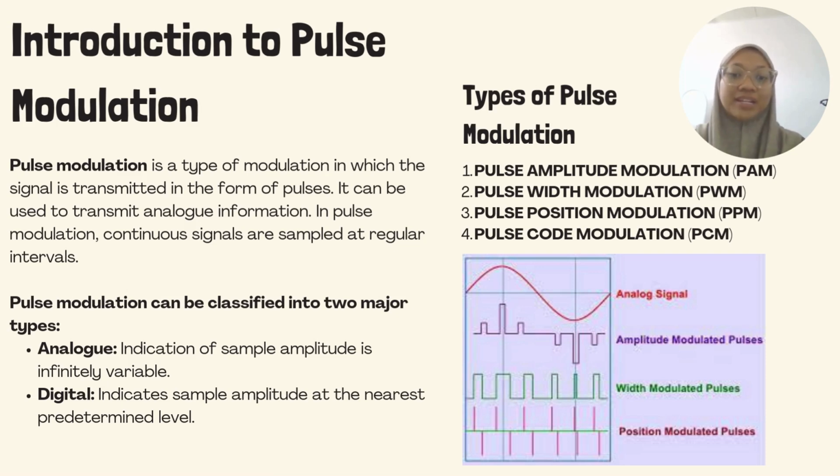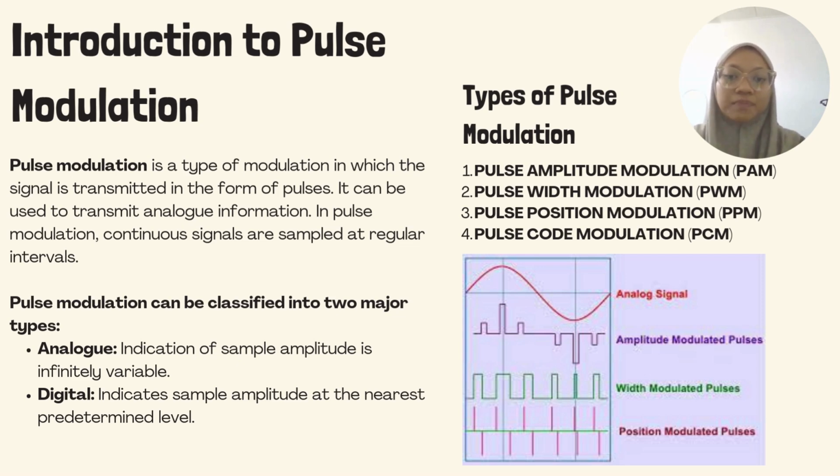Pulse modulation can be classified into two major types, which are analog pulse modulation and also digital pulse modulation. In analog pulse modulation, the amplitude of the sample is infinitely variable. This means that the sampled signal closely resembles the original analog signals without being restricted to fixed levels. Common techniques in analog pulse modulation are pulse amplitude modulation, pulse width modulation, and also pulse position modulation.